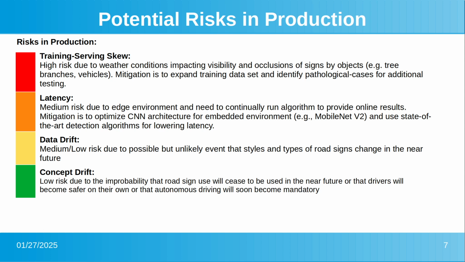Our mitigation is to optimize the CNN architecture for embedded environment, try things like MobileNet v2 and other state-of-the-art algorithms for lowering latency. Data drift we see as medium low due to the unlikely event that road signs will change their appearance in the near future. And concept drift we see as very low due to the fact that road signs are probably going to still remain. Autonomous driving may eliminate them at some point, but for now, they're here to stay.